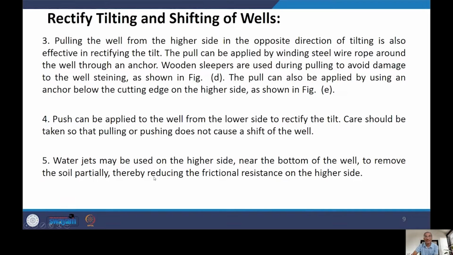Water jets will be used on the higher side near the bottom of the valve to remove the soil partially, thereby reducing the frictional resistance on the higher side.